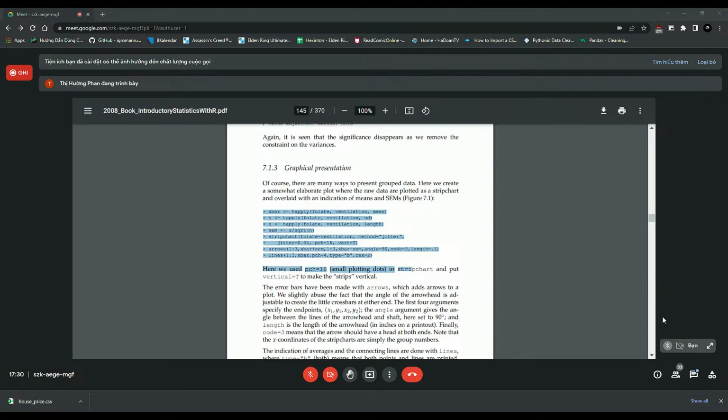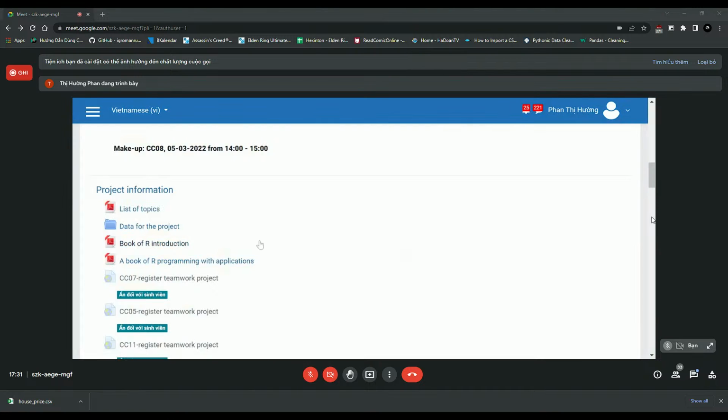So if you have a good reading skill and a good teamwork skill, then you should do the project well. Okay. Try to have a look at this book.